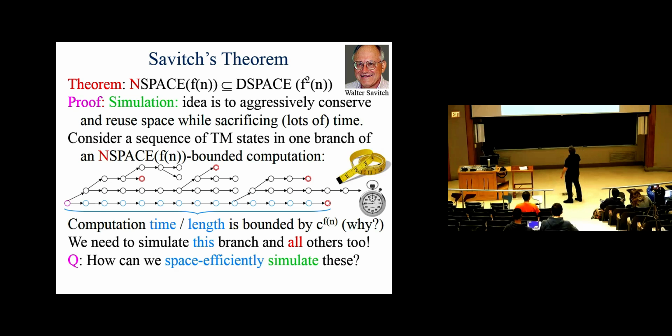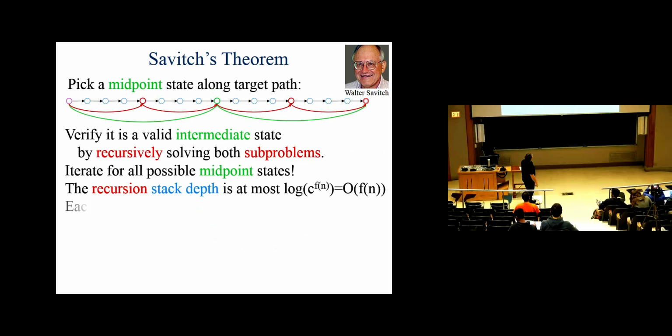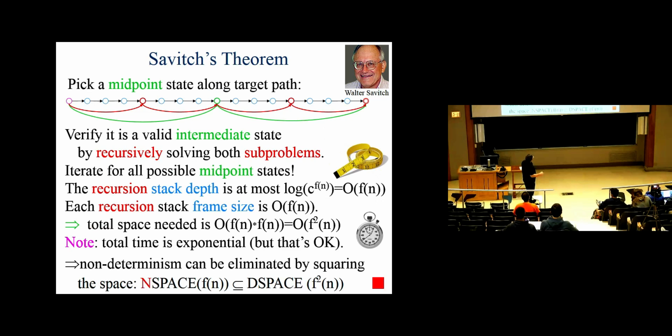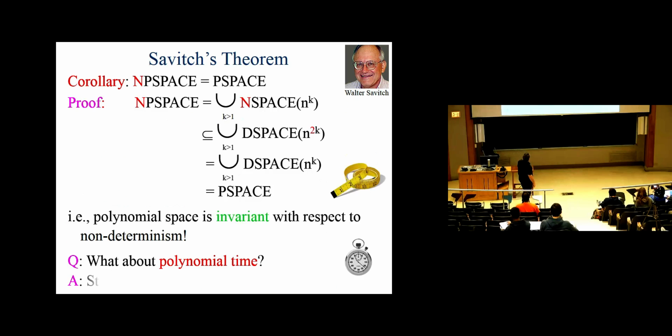That was divide and conquer, a kind of recursive simulation with a lot of space reuse, a very extreme case of space reuse, but it worked, and we only had to square the space to get rid of non-determinism. For time, we don't know how to do this. To get rid of non-determinism in time, that's the P equals NP question. We don't know how to simulate non-determinism efficiently in time. But efficiently in space, we do know it's squared.